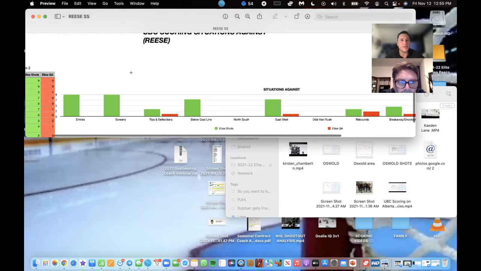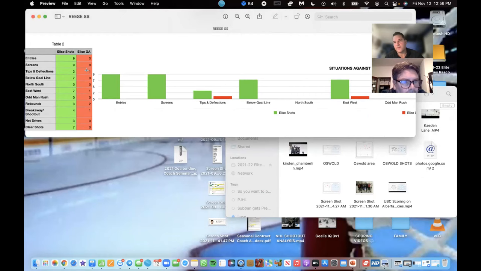But you start looking at 9-0, 9-0, 3-1 on tips and deflections. So I've got two goaltenders that need to work on that. And then you look at 7-1 on east-west plays, rebounds. Do you think that's a priority when you have three shots and two goals against? Yeah. So that shapes what we do.